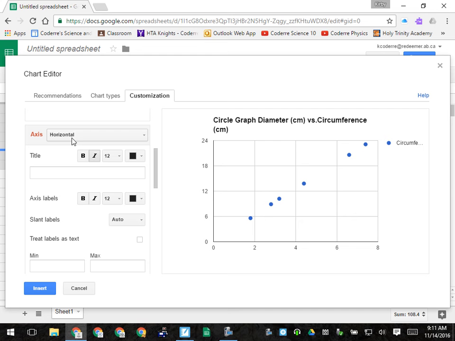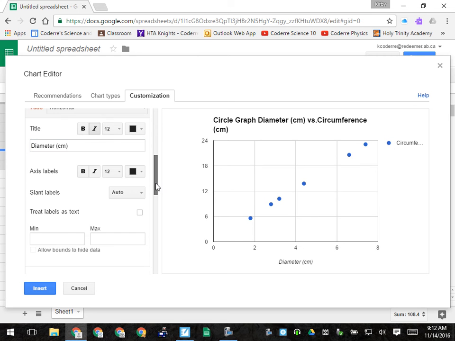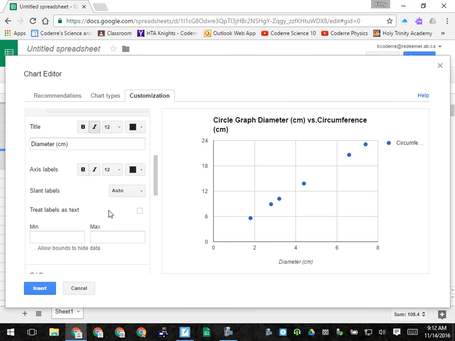Okay, right now, anything we change is going on the horizontal or X axis. Okay, so we click in title here and we're going to type in, what do we have on the X axis? Diameter, right. Okay, so we're going to go diameter in centimeters. Okay, so a label with units. Okay, and you can see once you click away from there that it updates it.